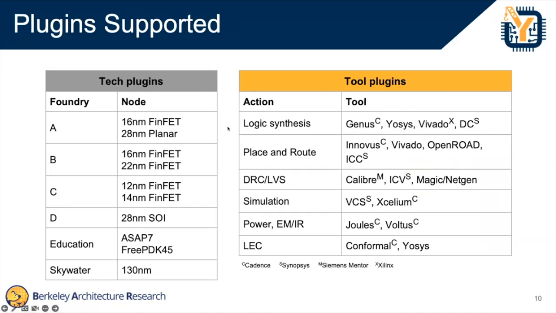And on the right here, we have all the different tool plugins. So we typically support most of the Cadence and Synopsys tools, although our plugins are most mature for the Cadence toolchain for synthesis and PNR. And we usually use Calibre and ICV for DRC. We also support power simulation using Cadence Joules and Voltus. This also includes rail analysis, EMIR analysis, and Conformal and Yosys for LEC.